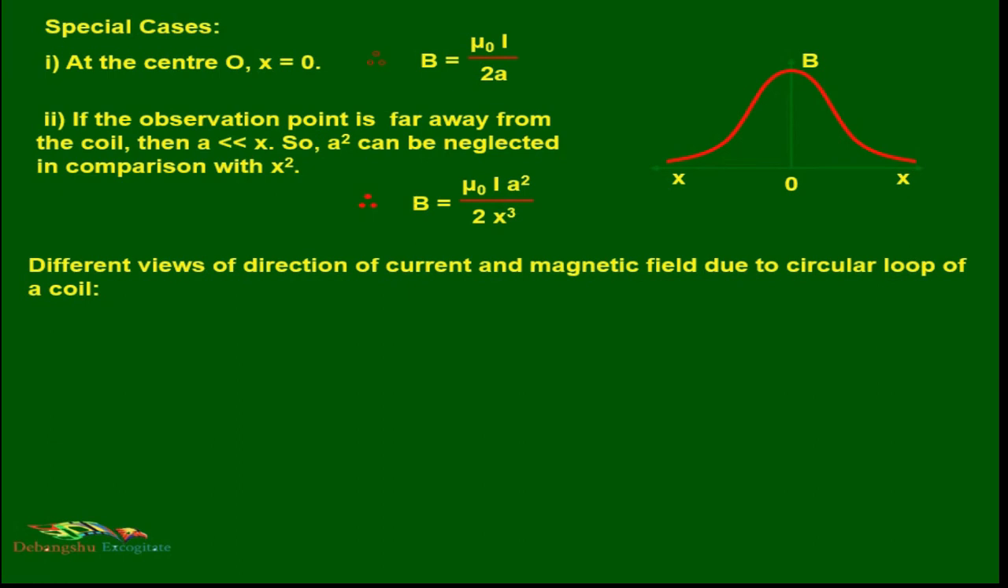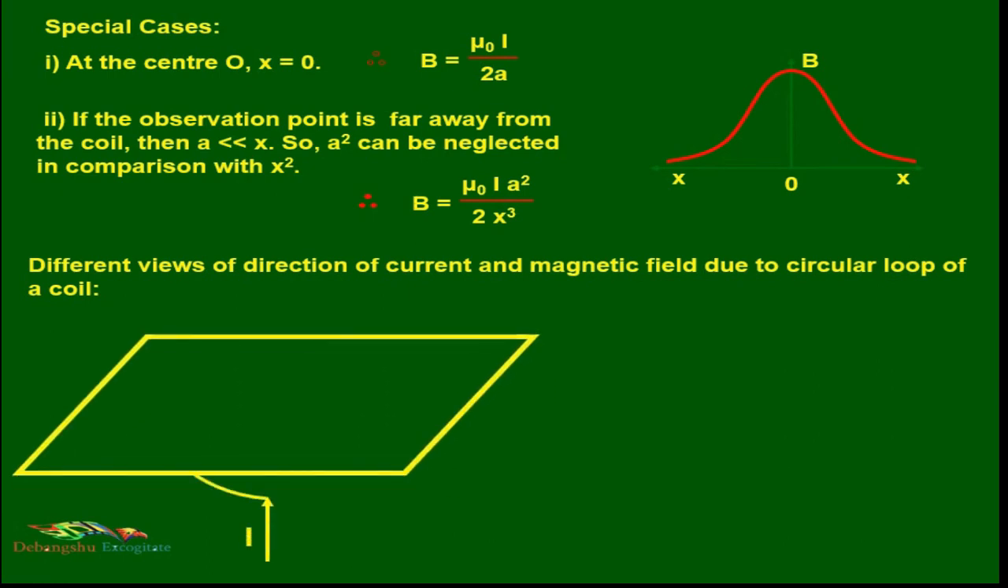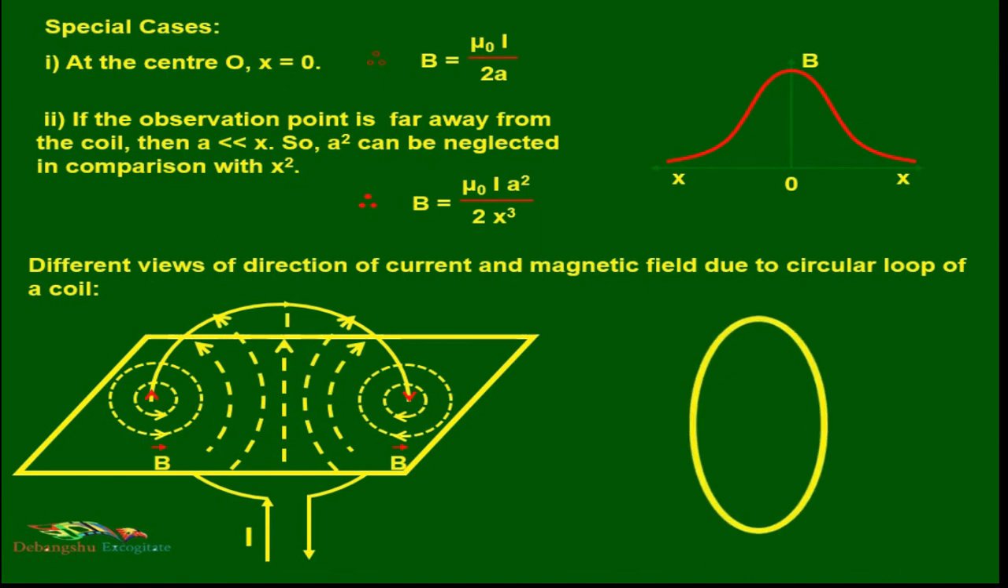Different views of direction of current and magnetic field due to circular loop of a coil are shown here. So this is a circular loop passing through a cardboard. So that would be the magnetic field. At first it is circular, and then later on it is going in. Here another interesting result you can see. This time, if the current is towards the curled fingers of the right hand, then the thumb will point towards the magnetic field.